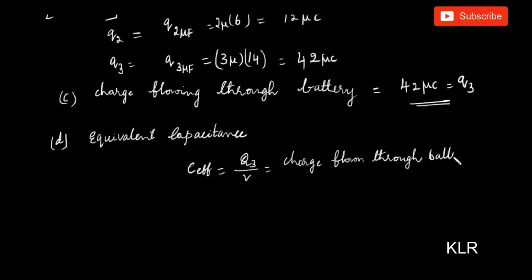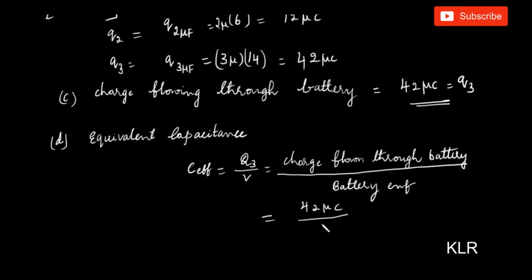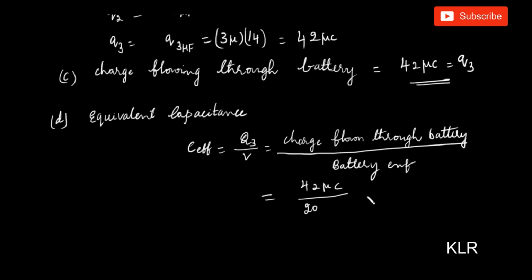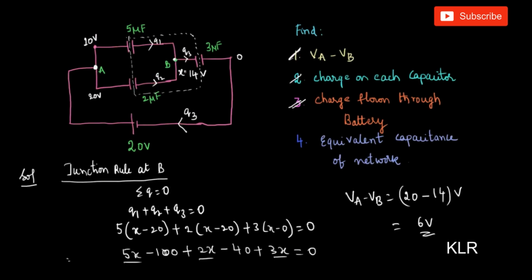by battery EMF. The charge flown through battery is 42 microcoulomb by the battery EMF. How much is the battery EMF? 20. So that is equal to 2.1 microfarad is the effective capacitance of this circuit.